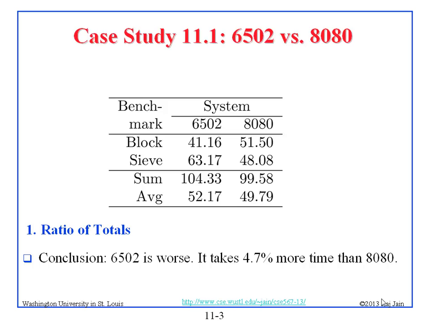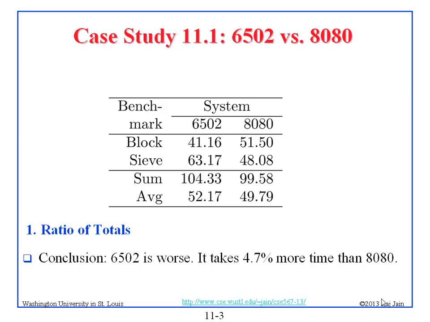it is 52.17, and I should indicate that this is the time it takes on the benchmark. So that's important, because lower is better. So 52.17 on 6502 and 49.79 on 8080. The conclusion of this is that 6502 is worse. It takes 4.7% more time than 8080. Agreed?